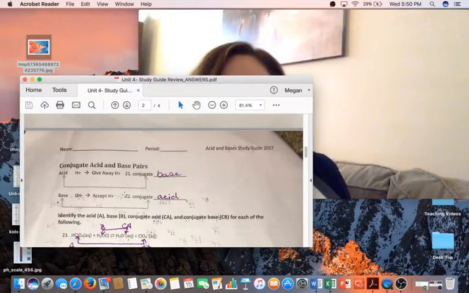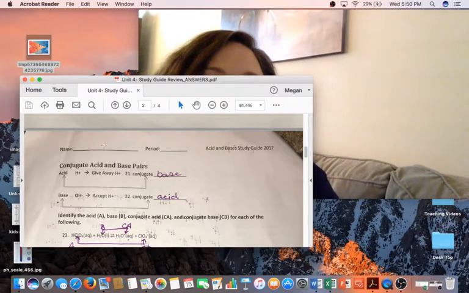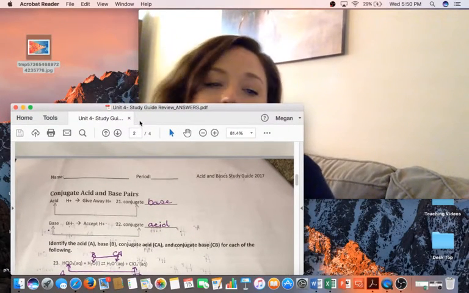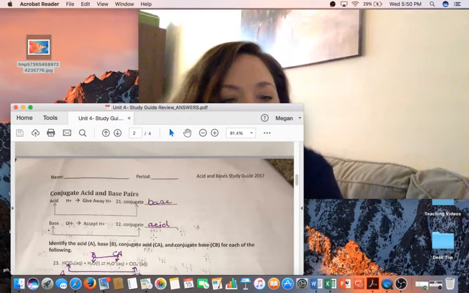So for number 21, it should have been base. Then for 22, it should have been a conjugate acid.